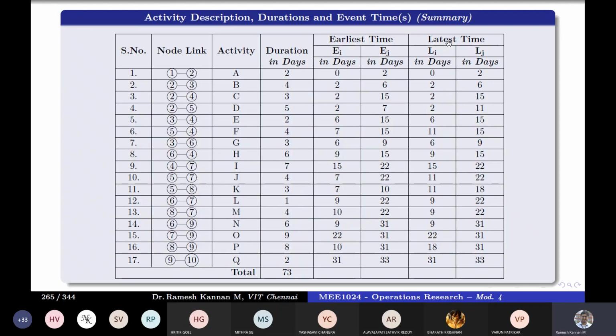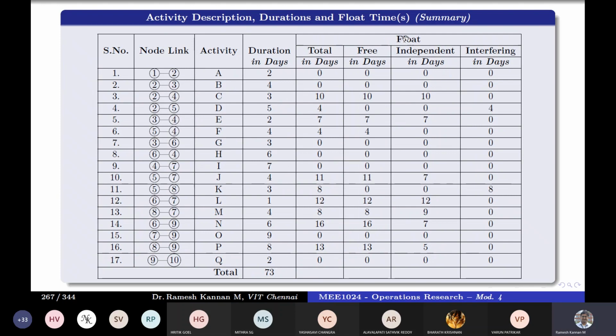Right. So for clarity, I've given a summary of the earliest times and activity times, earliest times and latest times, followed by the float duration. So this table is mandatory. Right, this table is mandatory.